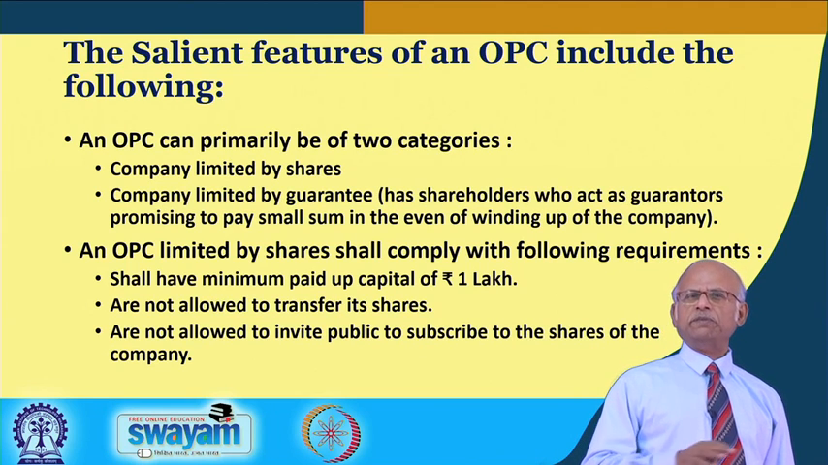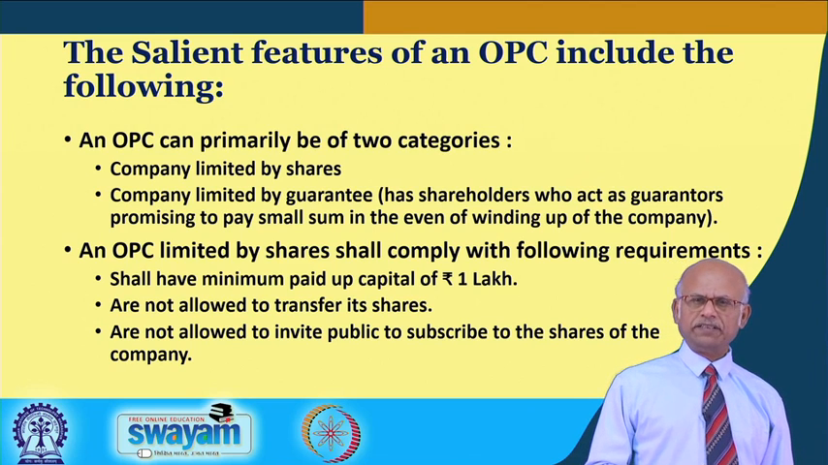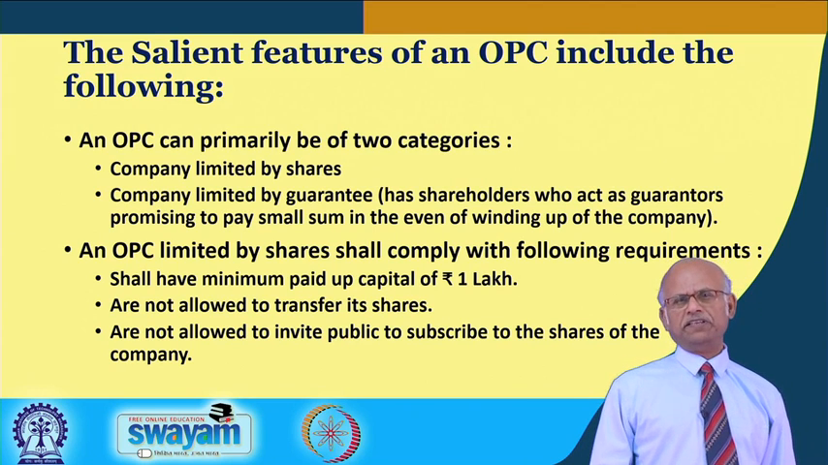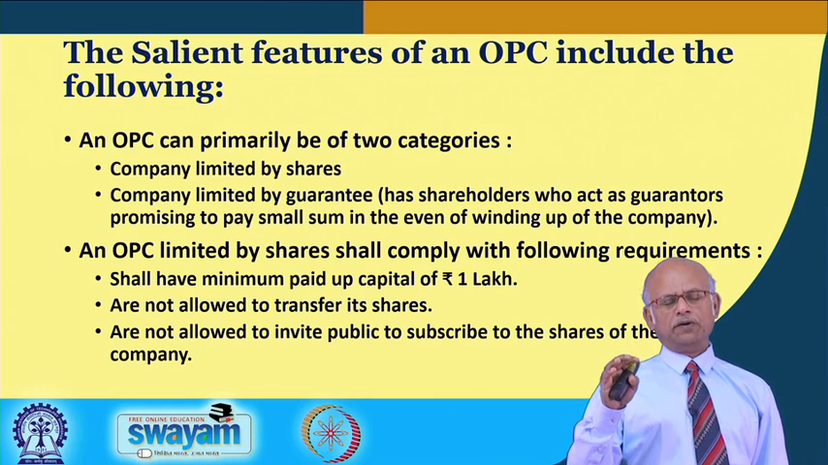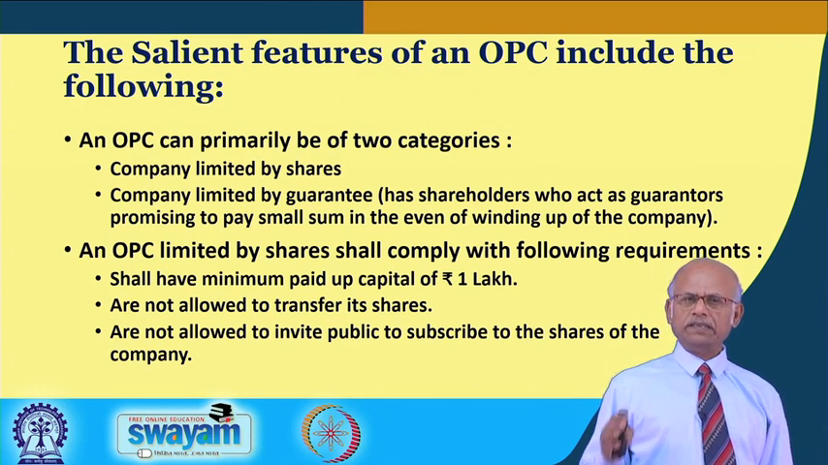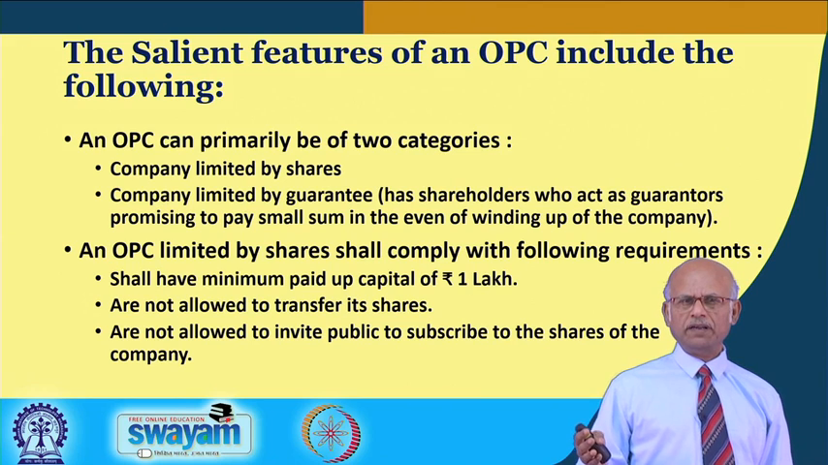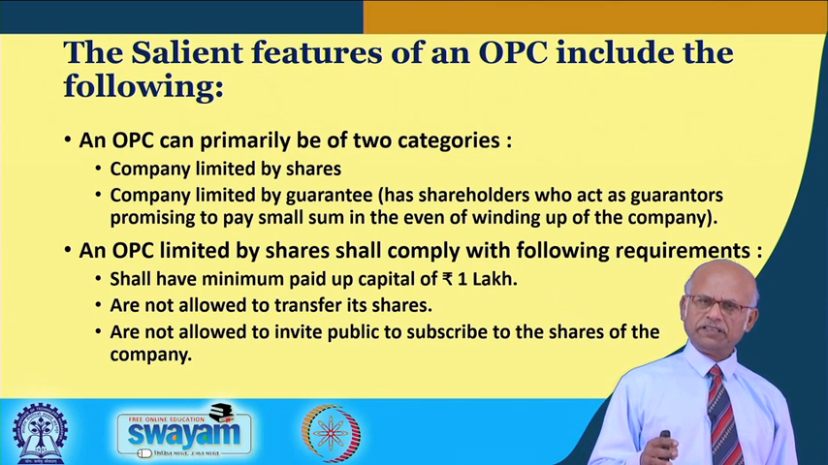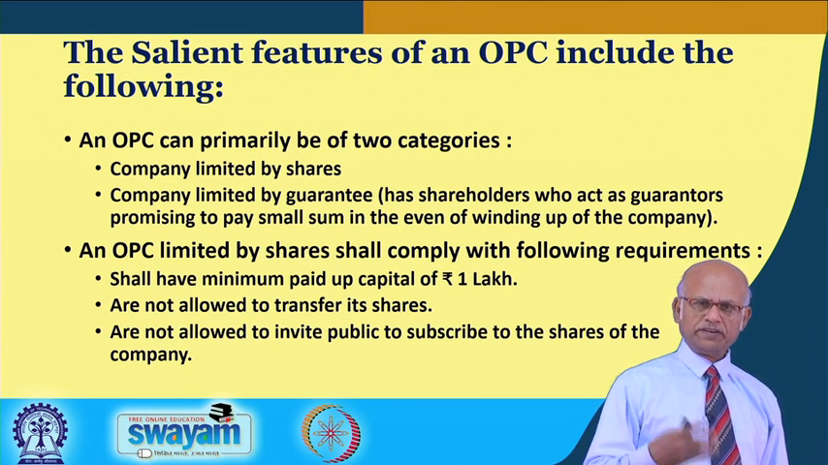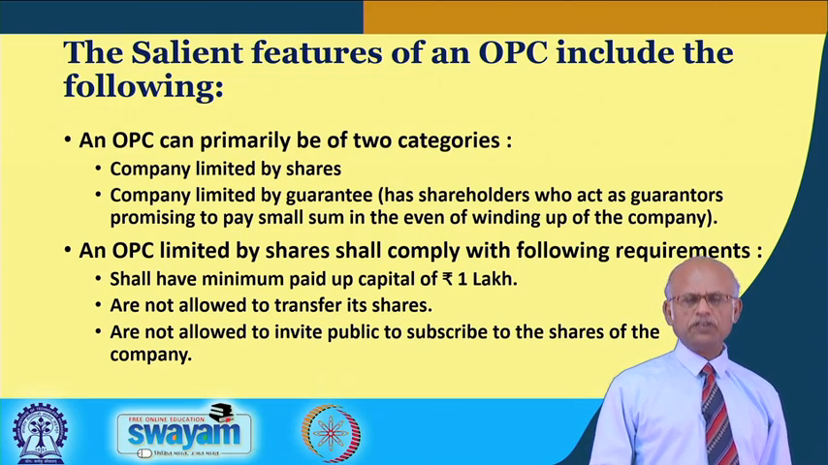One person company limited by guarantee has shareholders who act as guarantors and promise to pay a small sum in case of liquidation of the company, just to protect the interest of creditors, lenders, etc. And OPC limited by shares will have a minimum capital of 1 lakh rupees, and they are not allowed to issue shares to the public, but they can easily transfer shares to another person when they transfer the ownership per se.